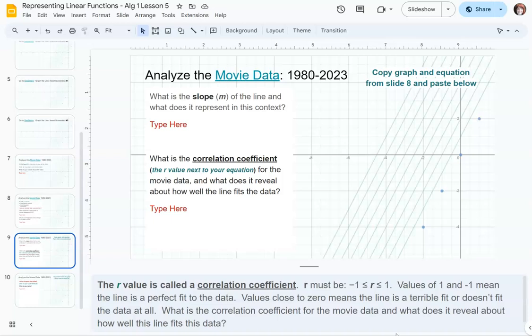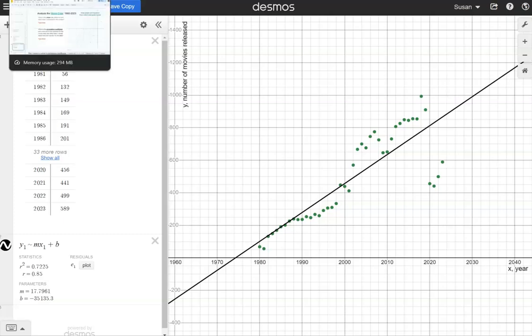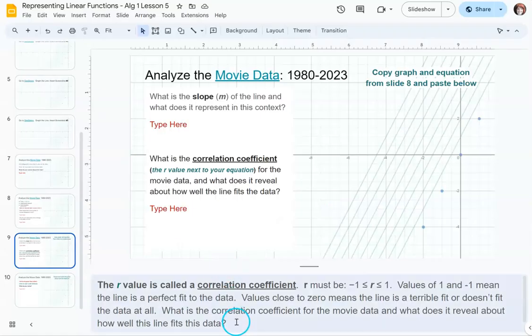This one is 0.85. So this data, let's look at it, is pretty well fit. I tell the kids, think of grades. If you think 85% is a decent grade, think of it like that. That's a pretty decent grade. That's a pretty strong fit. So we're going to say this is a strong correlation in this data.